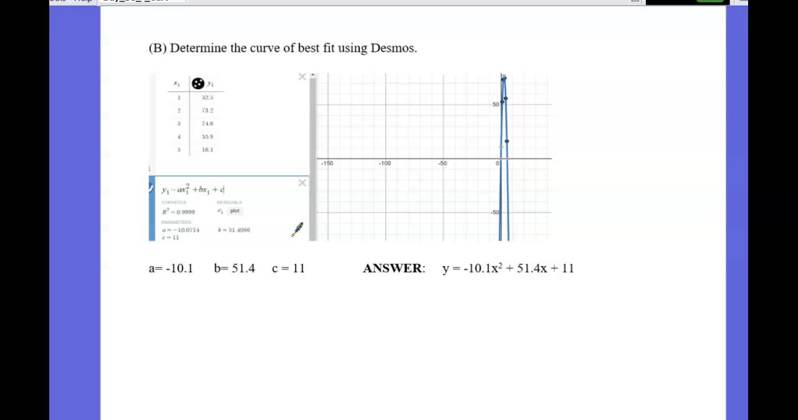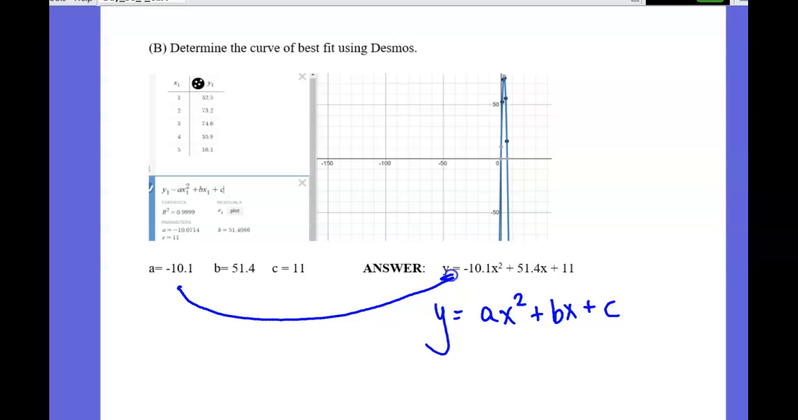So when we get the curve of best fit, the answer is going to be the equation y equals negative 10.1x squared plus 51.4x plus 11. Because remember, in standard form, we've got our ax squared plus bx plus c. So we're just taking these 3 values and plugging them in. That gives us the curve of best fit.